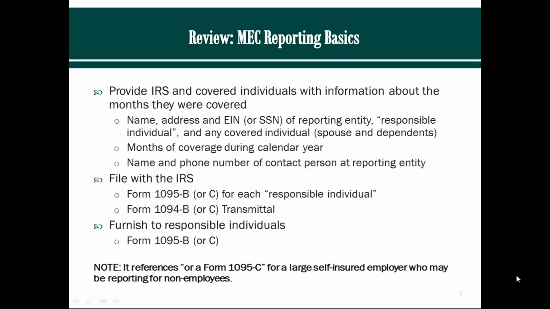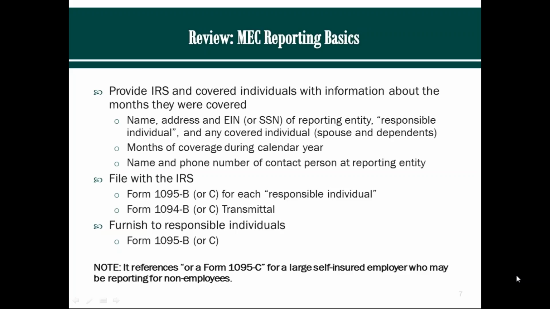So on MEC reporting basics, again, the MEC reporting, an employer or the health insurer, if you're fully insured, uses 2 forms, the 1095B and then the 1094B. On the 1095B, we're providing general information. We're giving names, addresses, EIN. EIN is an employer identification number. A business has that, or a social security number. That's what the employee has.